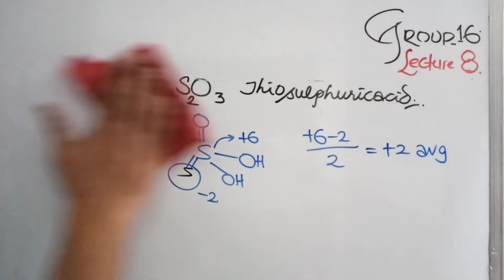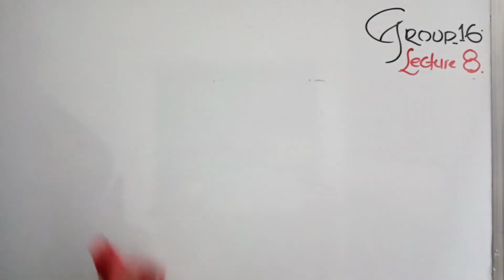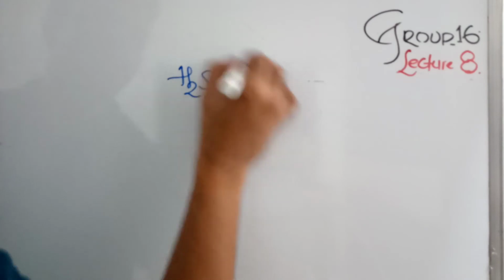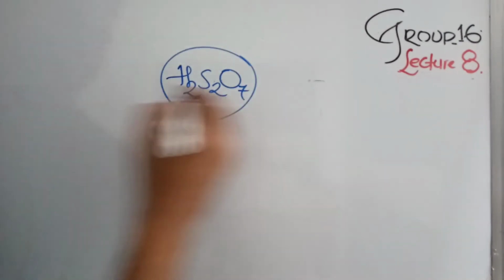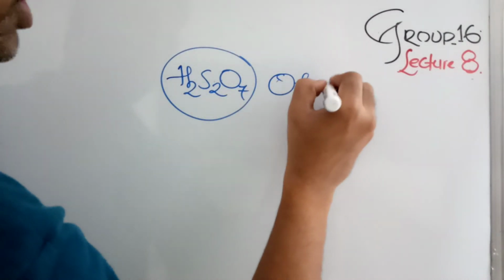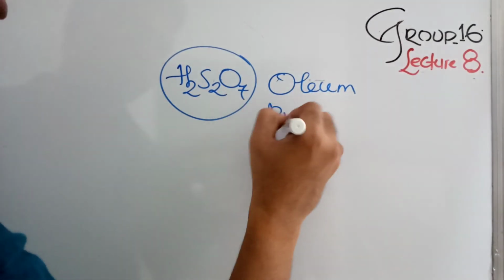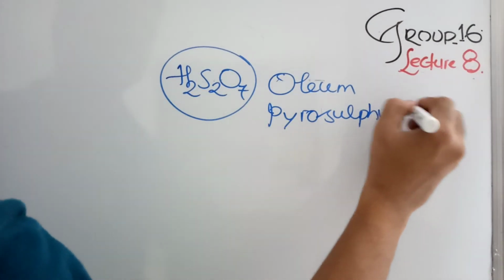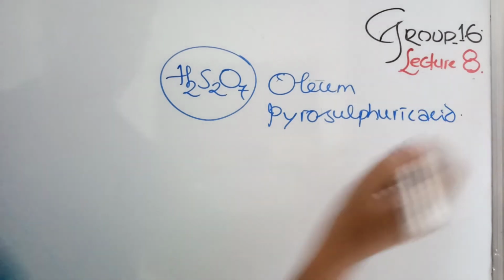The next one is pyrosulfuric acid. Pyrosulfuric acid is H2S2O7. It is nothing but 1 water less than the sulfuric acid, you can say. So this is popularly known as oleum. Pyrosulfuric acid oxidation state is +6 only.